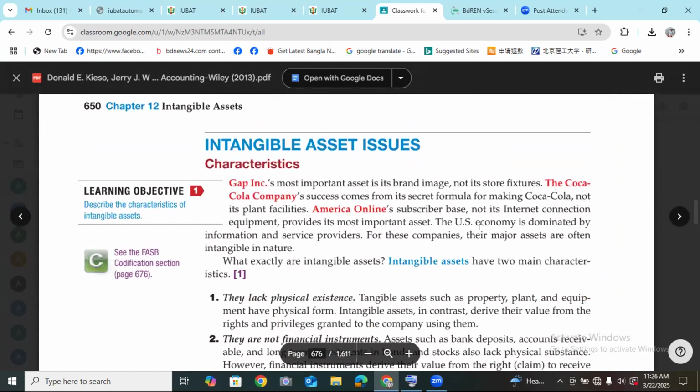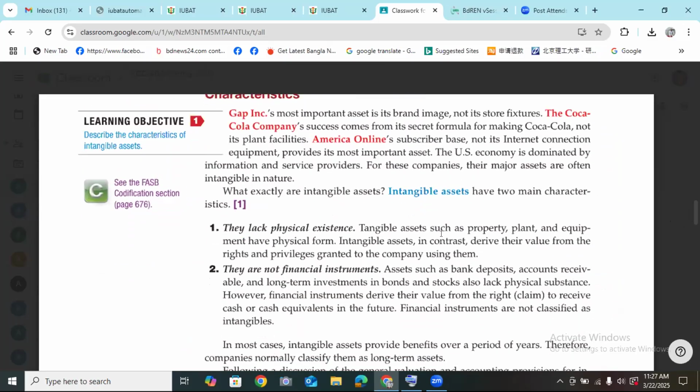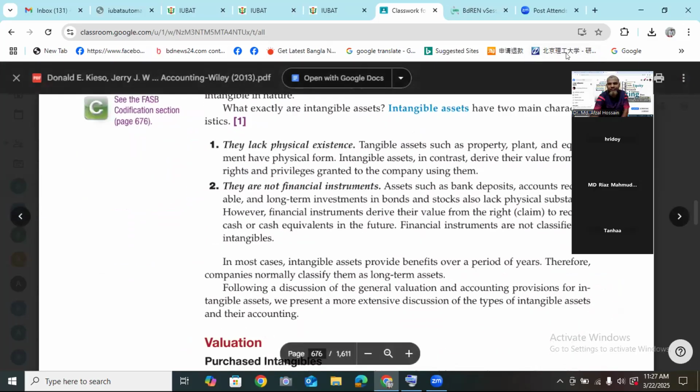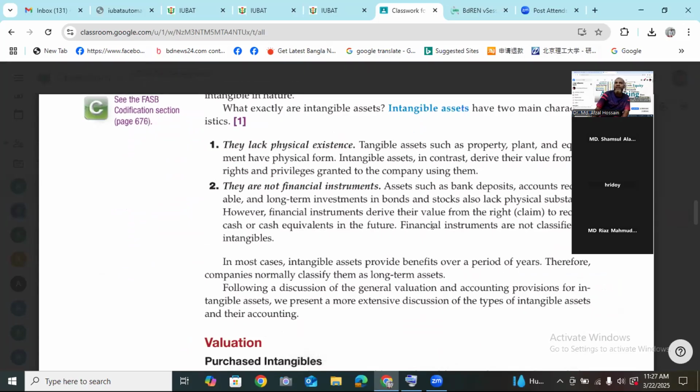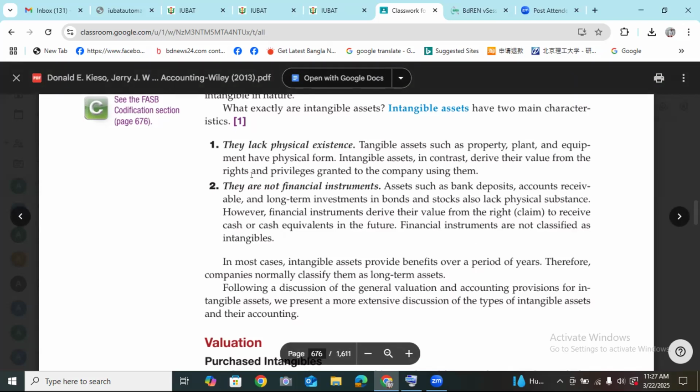Okay. First of all, intangible assets. What is an intangible asset, or what are the characteristics of intangible assets? What do you think? Can't be physically touched, sir. That means they lack physical existence. There is no physical existence, isn't it? Yes sir. Or physical substance.